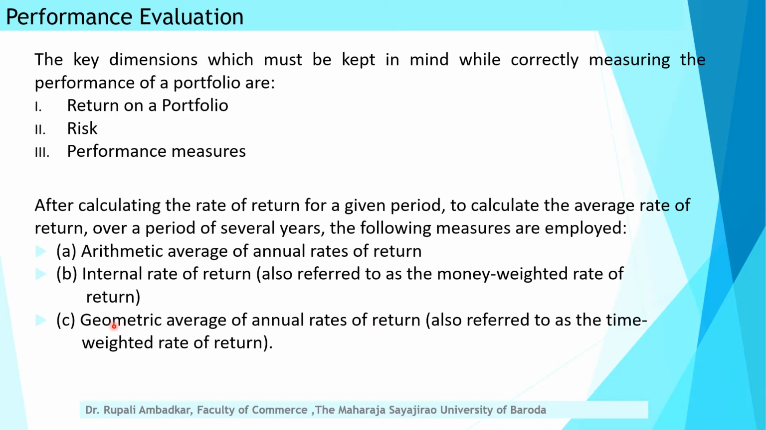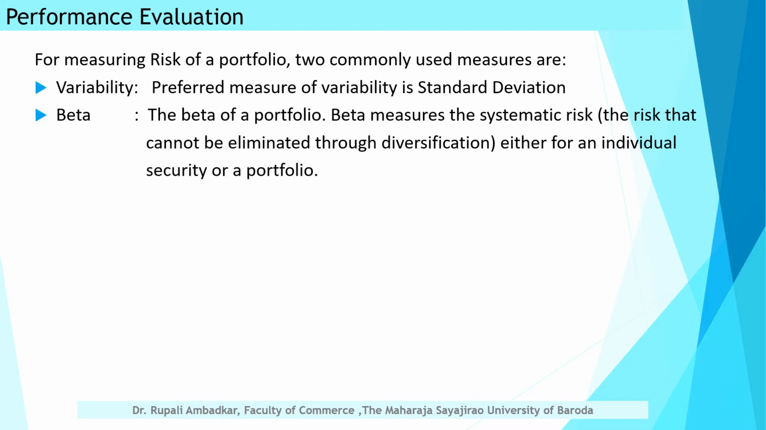Since we have learned these measures, we need to go ahead to learn the performance measure. But before that, we also need to look at the risk of the portfolio. When we are considering risk of a portfolio, the two commonly used measures are: one is variability. To measure variability of a portfolio, the normally preferred measure is standard deviation. We have learned how to calculate standard deviation of returns for a particular security, as well as standard deviation of returns for a portfolio.